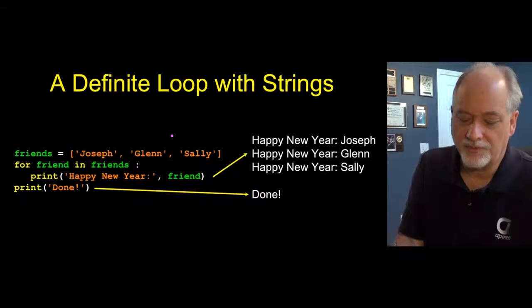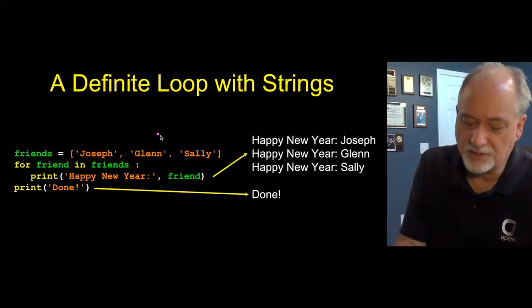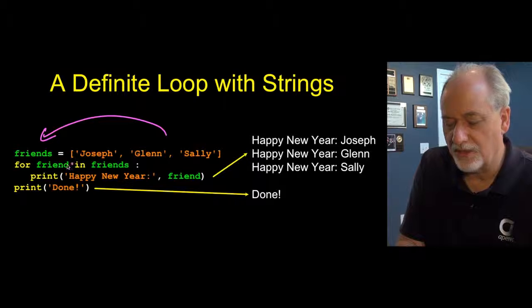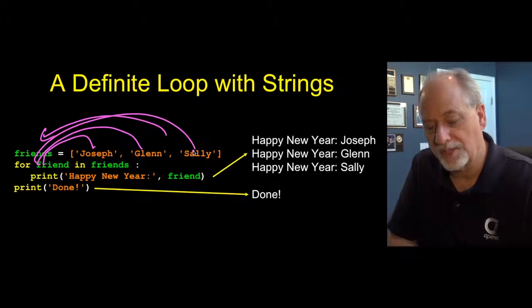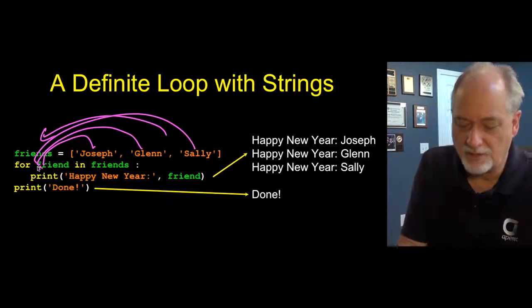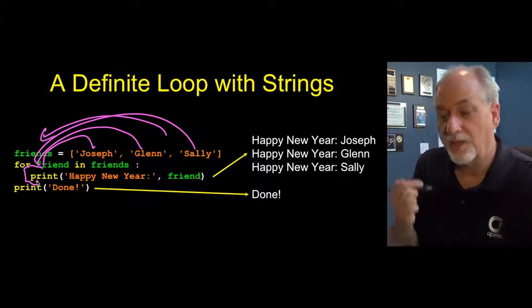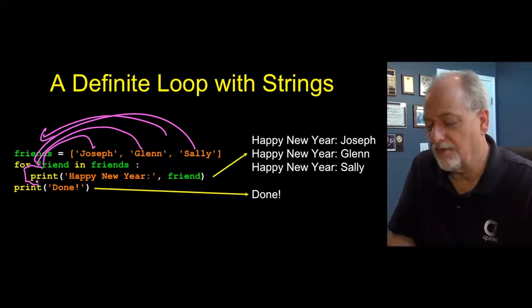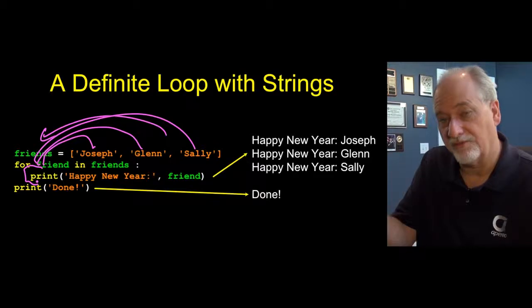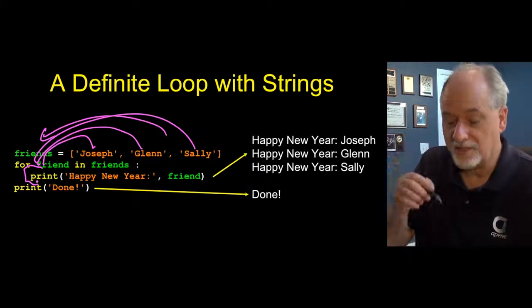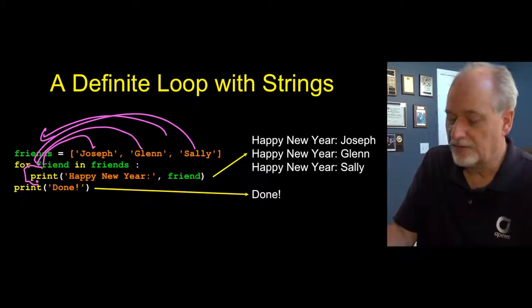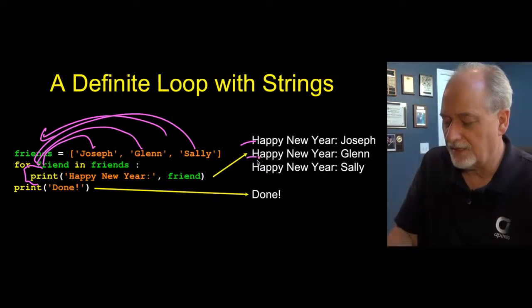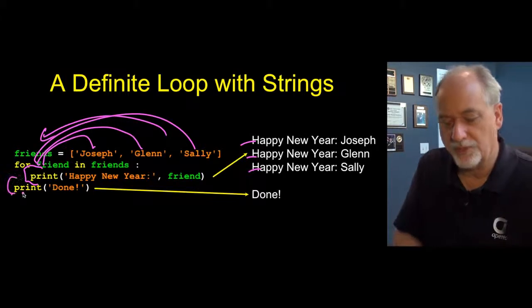So you can loop through a variable. We're going to take this list of 3 strings and stick it in friends, and friend is going to iterate through that. The first time through, friend is going to be Joseph. The second time through, it's going to be Glenn. The third time through, it's going to be Sally. That just says run this code, the indented code, 3 times. Each time the variable friend takes on a successive value that's in the friends list. So it says happy birthday Joseph, Glenn, Sally, and then we come out of the loop and we print done.